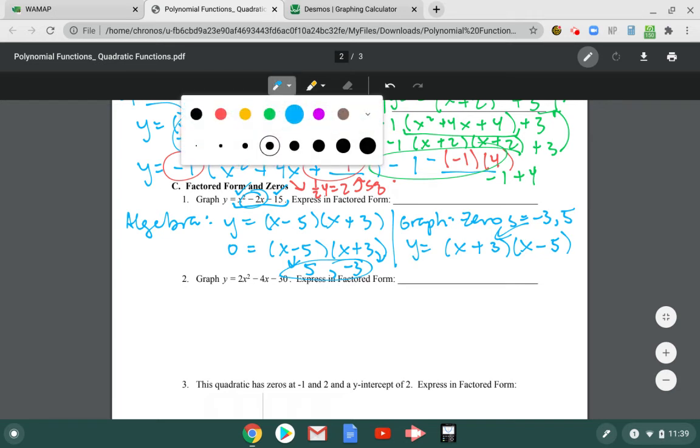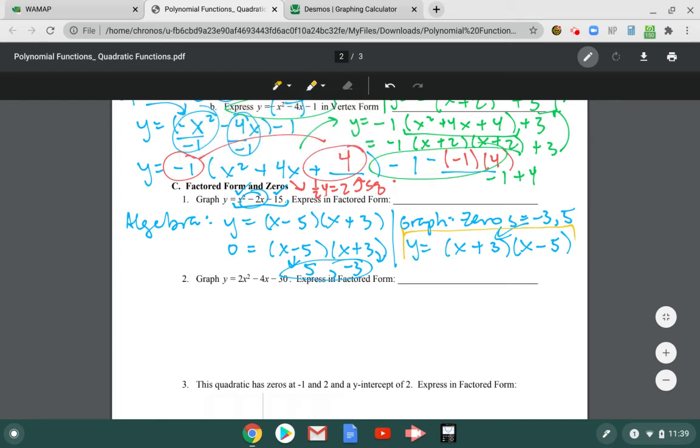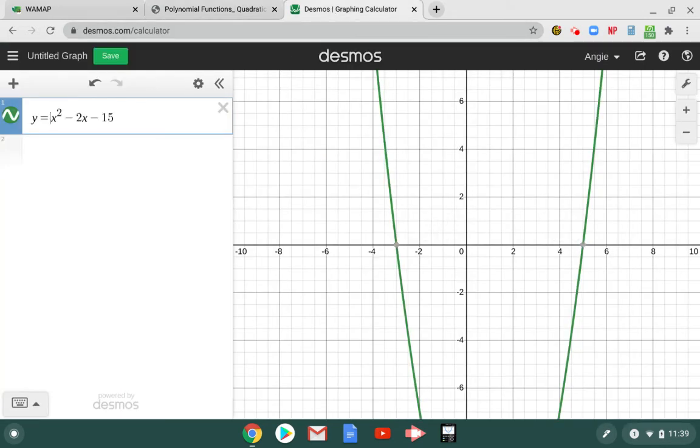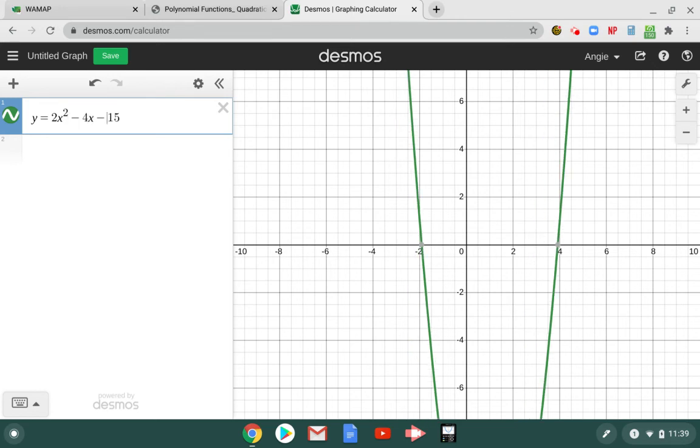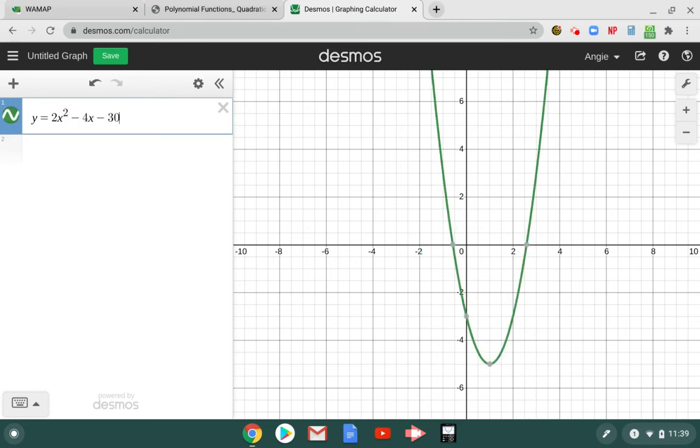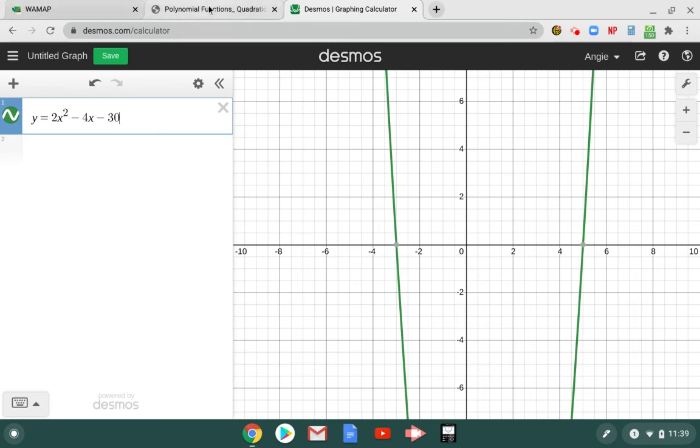So no matter how you do it, you can come up with the right answer. We're really going to be focusing on this graphing method. Let's go ahead and use the graphing method for the next one. 2x squared minus 4x minus 30. Okay, so I'm just going to change this. 2x squared minus 4x minus 30. I'm going to make sure I've got everything right, and I do. I just happen to get the same intercepts of -3 and 5.